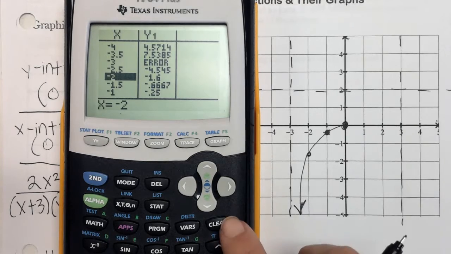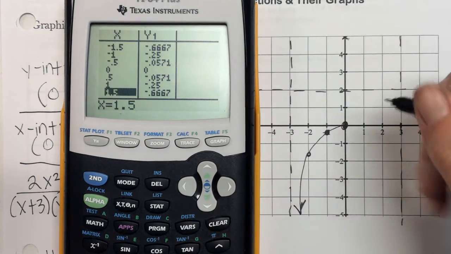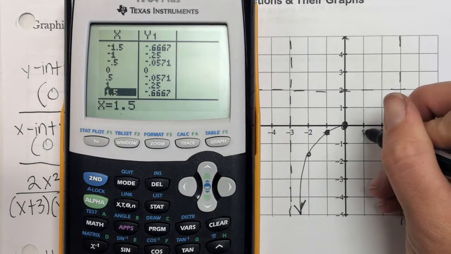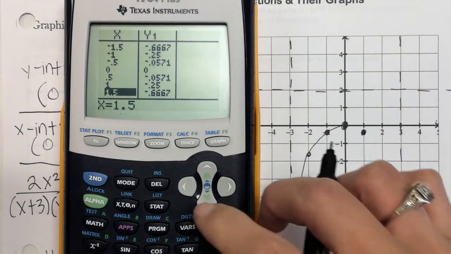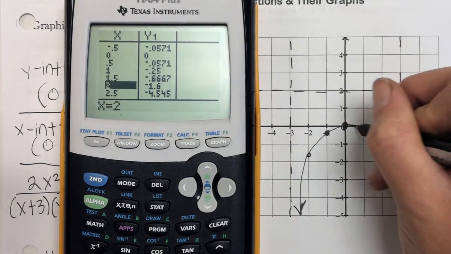Now what point is at 1? What's the y value at 1? Negative 0.25, right? So it's going to be the same thing over here. And what about at 2? Negative 1.6. So that's what it's going to look like on this side.